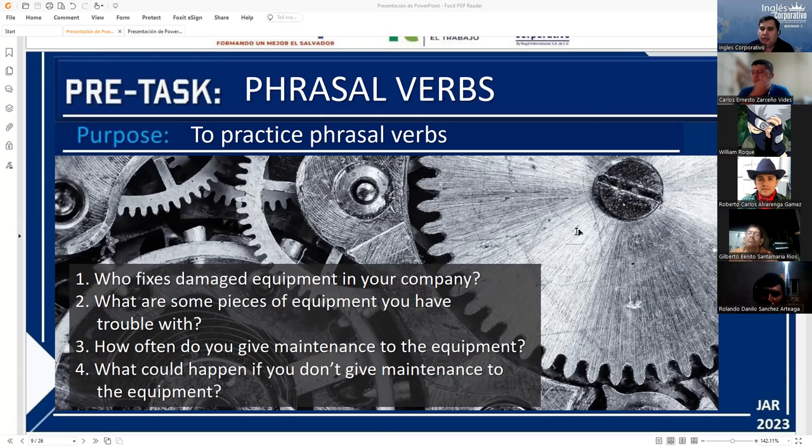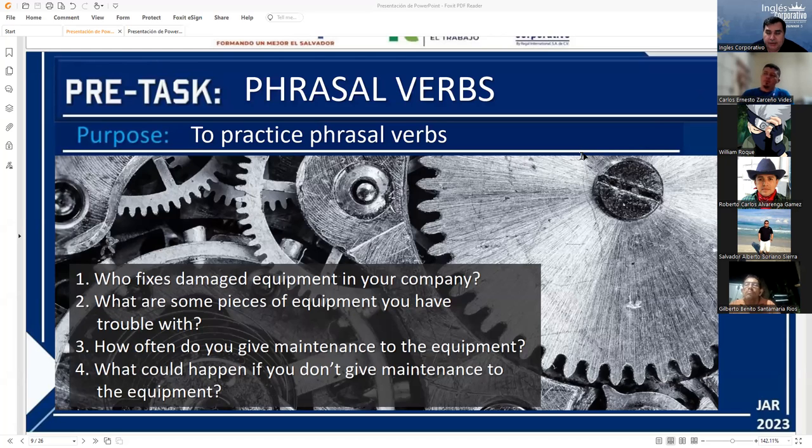Okay. Let's see. What could happen if you don't give maintenance to the equipment? What could happen to the equipment if you don't give it maintenance? Maybe the machine is broken, or in other words, out of service. Out of order. It's possible, right? And what happens to the company when the machines don't work? Stop production. You lose money. The production is at risk. A potential risk? Yes, potential risk.